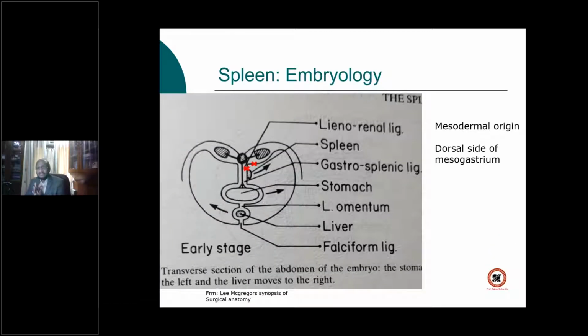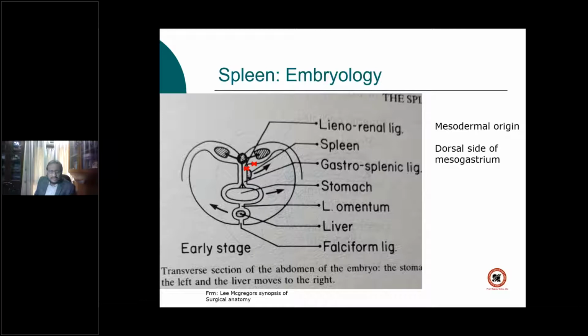Now, coming to the embryology of the spleen, it is basically a mesodermal organ. If you look at the mesoderm, this is the initial embryonal stage, and you have the stomach out here, the midline, the two kidneys on either side, and this is the dorsal mesogastrium. On the dorsal side of the mesogastrium, here you have the spleen. So it's on the left leaf of the mesogastrium, and this is the stomach out here. Behind, you have the kidneys.